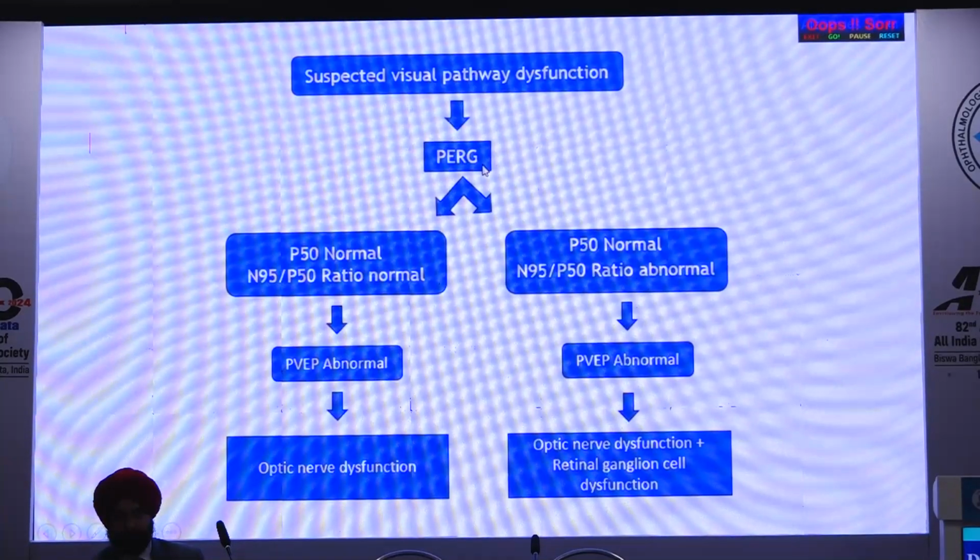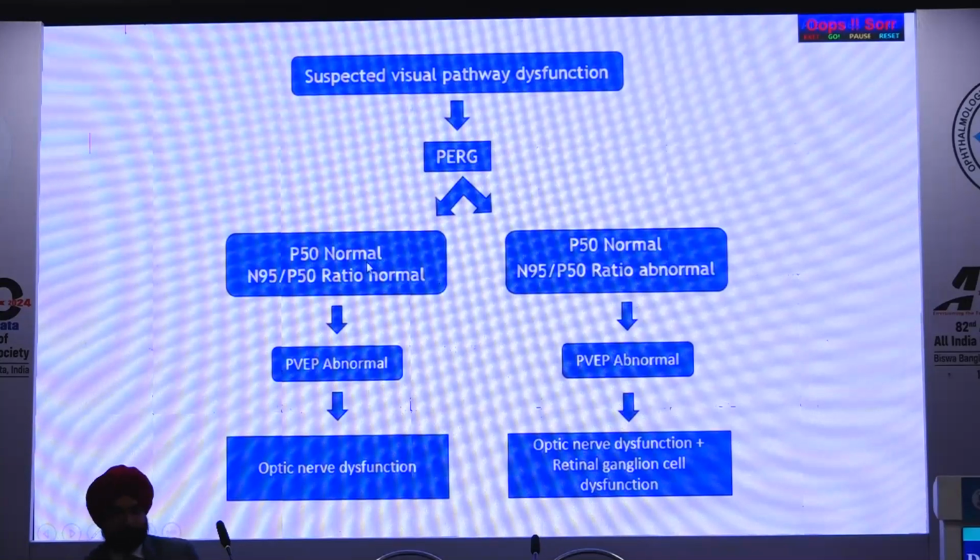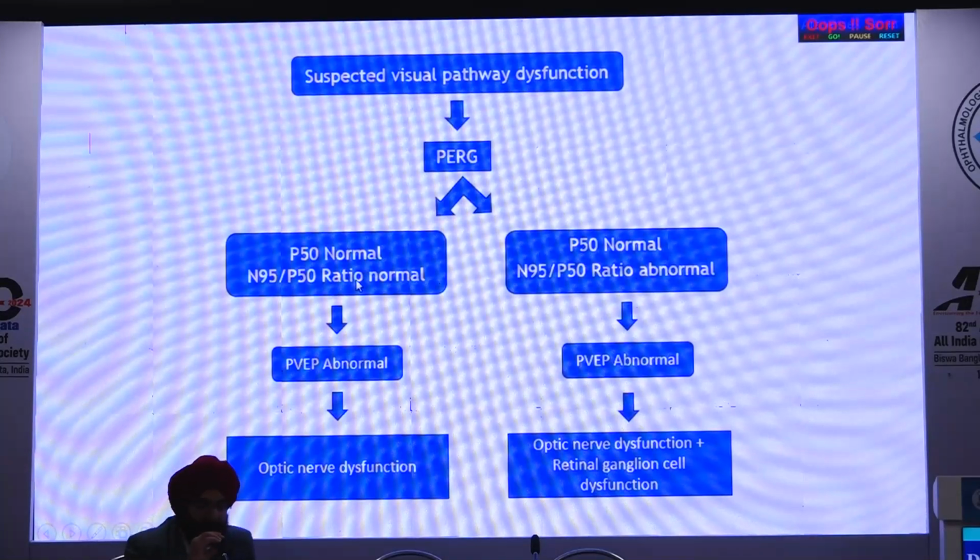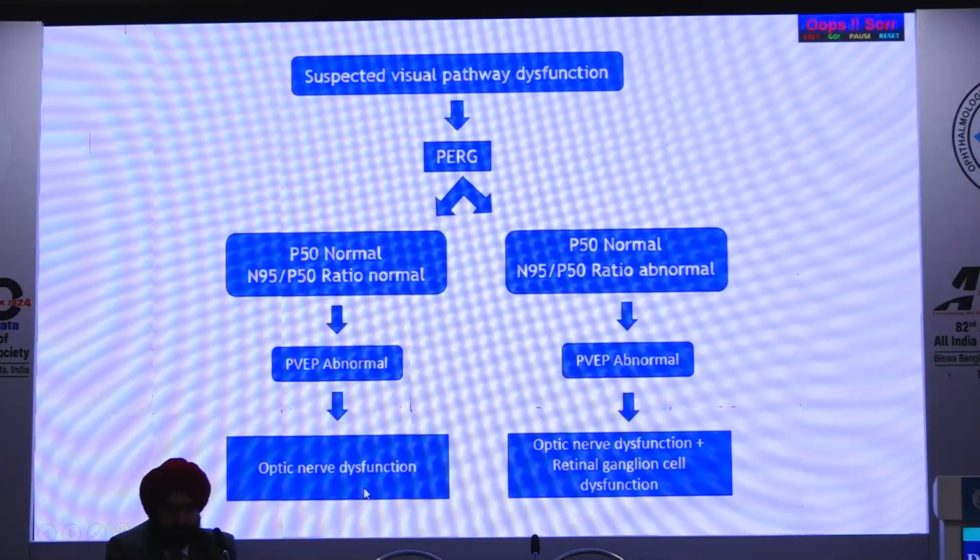So in summary, in a suspected visual pathway dysfunction, perform a PERG. If P50 is normal and this ratio is normal, and PVEP alone is abnormal, pattern VEP indicates a pure optic nerve dysfunction. If P50 is normal and this N95-P50 ratio is abnormal, meaning it's a retinal ganglion cell dysfunction, and pattern VEP also is abnormal, it means optic nerve dysfunction plus retinal ganglion cell dysfunction. However, if this PVEP is normal, then we may conclude it's a retinal ganglion cell dysfunction.